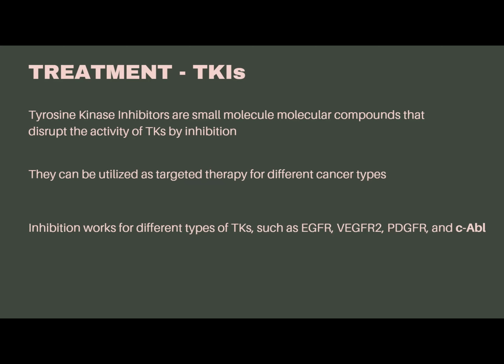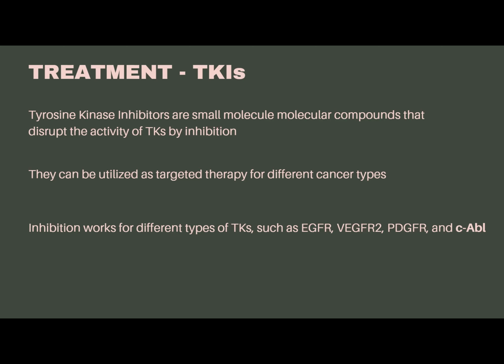Okay. So treatment. They were looking at various different compounds. And we know that the functionality of the kinase works through activation of, in this case specifically, tyrosines. So they were looking for methods to inhibit the activation of these tyrosines. So they can be utilized as targeted therapy for different cancer types, and inhibition works for different tyrosine kinases, EGFR, VEGFR2, PDGFR, which is for GIST, which we talked about, which is gastrointestinal.